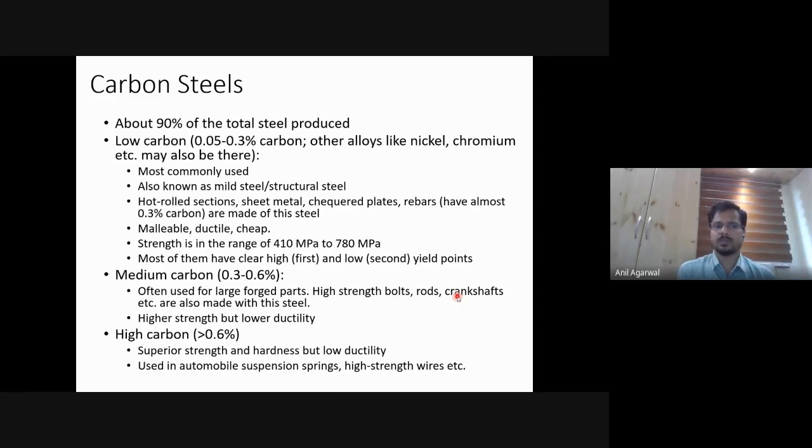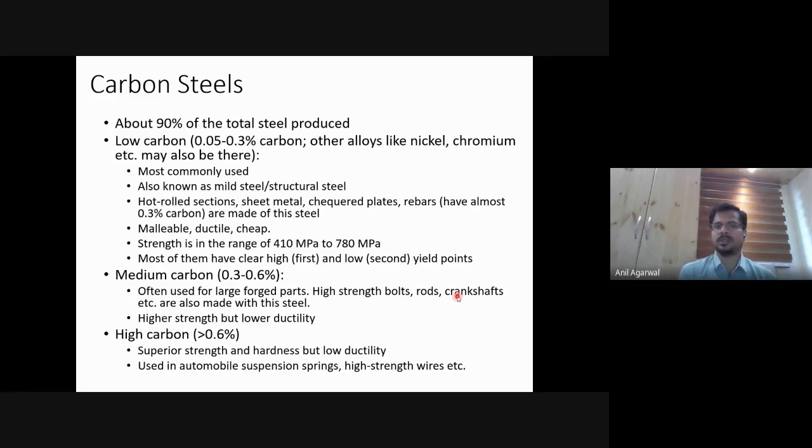And then you have high carbon steel also. These are useful for high strength and hardness applications, but they have very low ductility. Such requirements can come in very high stress applications, such as suspension springs in a vehicle. So the shock absorbers are made of high carbon steel, right? That might be surprising to you, right? Why are the shock absorbers, which are supposed to be subject to a lot of shocks, made of high carbon steel?